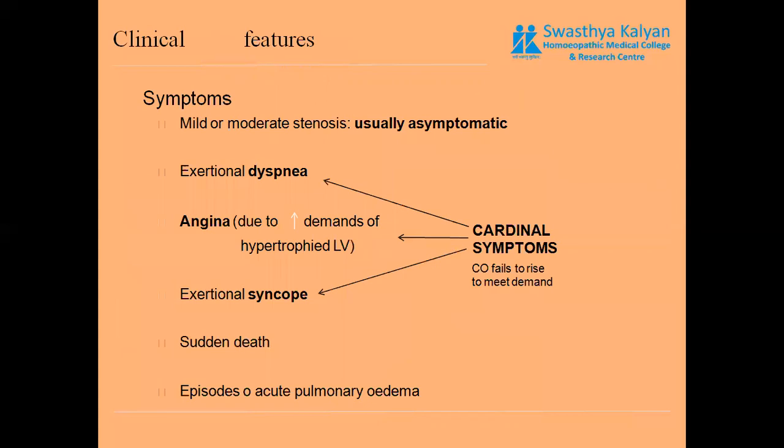The clinical features: mild or moderate stenosis are usually asymptomatic. It can be associated with the cardinal symptoms of cardiac output failing to rise. That is exertional dyspnea. If the cardiac output is not sufficient to meet your body's requirements, what symptoms will you get? Exertional dyspnea, that is, whenever you exert a bit, you will heavily feel difficulty in breathing. Angina, because there is an increase in the demand of the hypertrophied left ventricle. Exertional syncope might also be seen. Sudden death is also seen in such cases, and episodes of acute pulmonary edema.